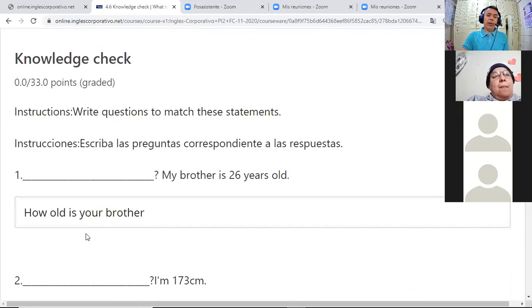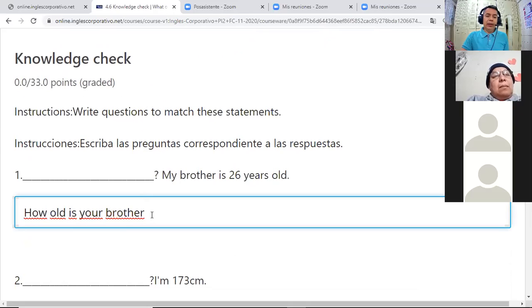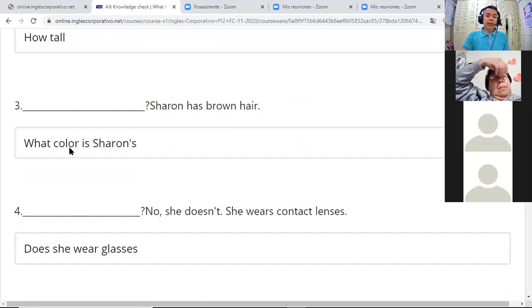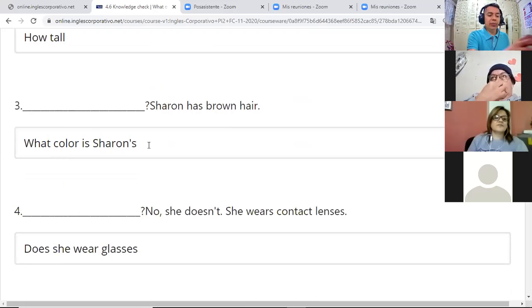Okay, let's go again, one by one, right, Hilda? And Rodrigo, too? Listen. Okay, teacher. I will erase this, so, para que no digan que les estoy dando copia, right? How old is your? And then you copy here, right? Number two. How tall. Mm-hmm. Okay. Number three. What color is Sharon's? Then the rest, right? Number four.